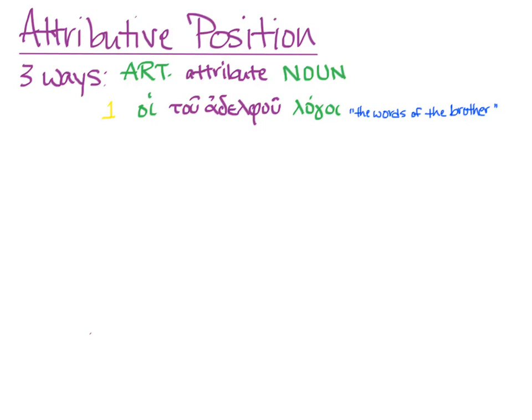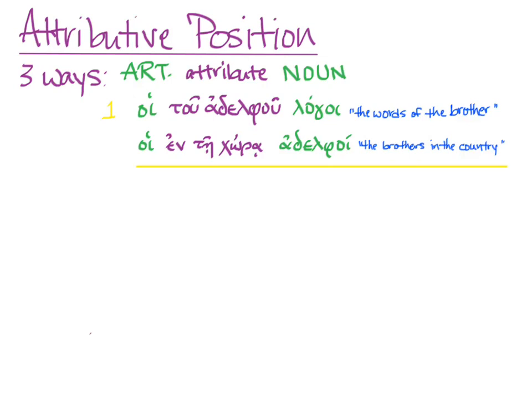It's about the words. The same pattern is true with hoi en te chora adelphoi. That prepositional phrase is specifying something about the brothers. They're the ones in the country. We would translate the brothers in the country. So that's my favorite kind of attributive position, the sandwiching kind.